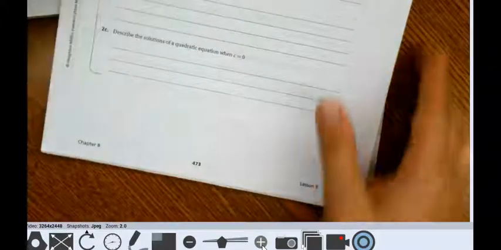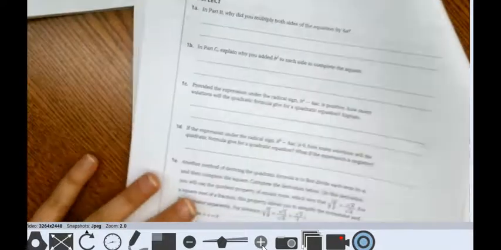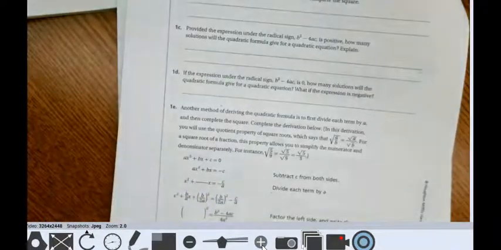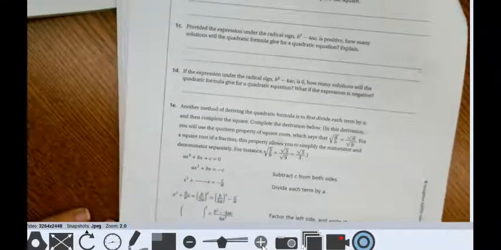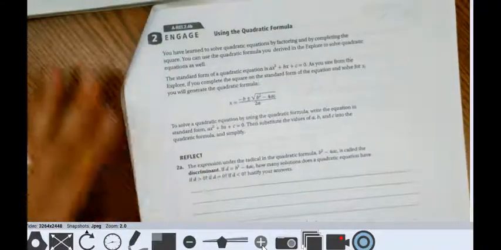Okay, so we are going to continue this lesson. Now that we know the quadratic formula, we're going to start using it. So let's actually just get to a problem where we can use it.